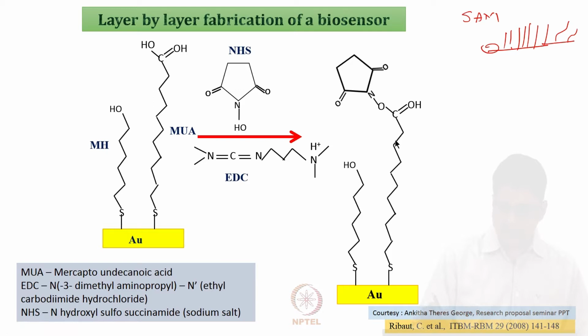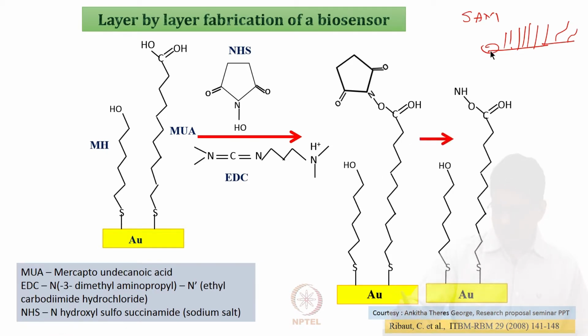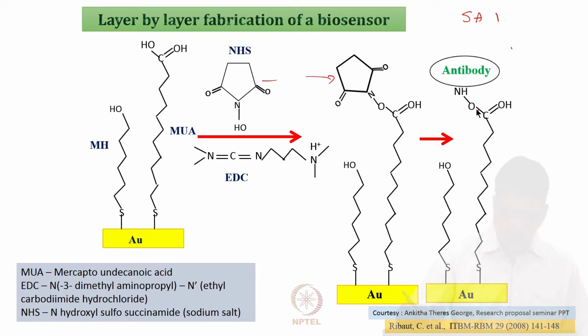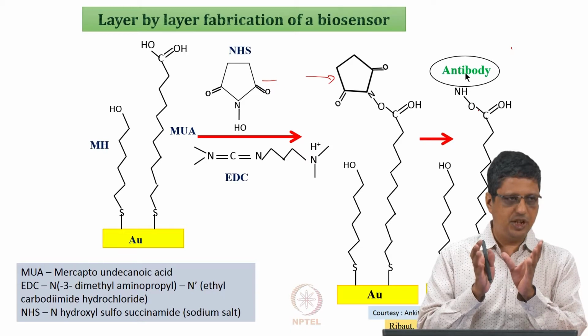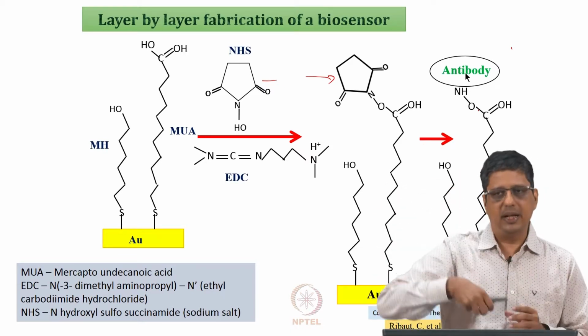So, these chemicals form a bond. First this chemical forms a bond, then this chemical forms a different structure, and then if you put the antibody, it is going to sit on top. If you expose the antibody to the gold, it is not necessarily going to stick well. Not only that, antibody is a large molecule, it will have many orientations. Ideally, you want it to be exposed such that when the antigen comes, it is able to bind.